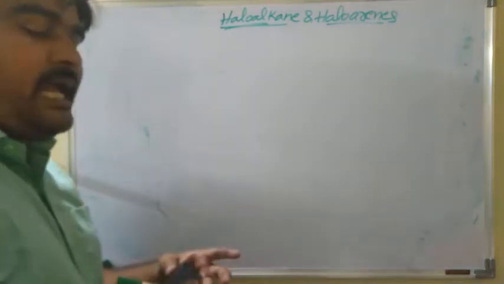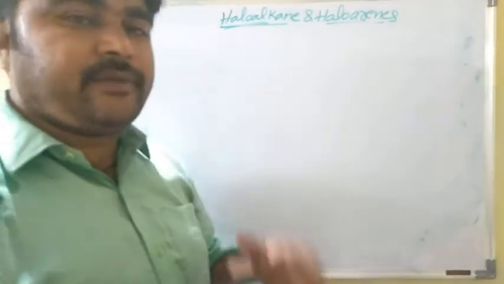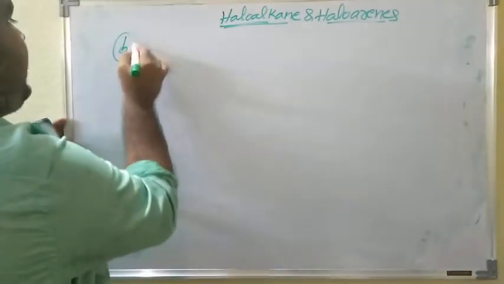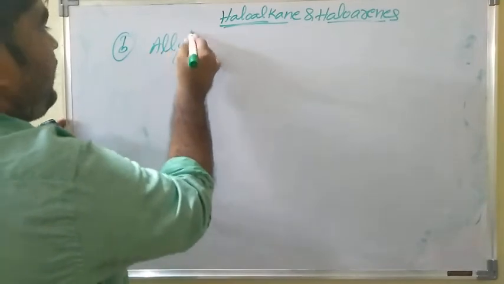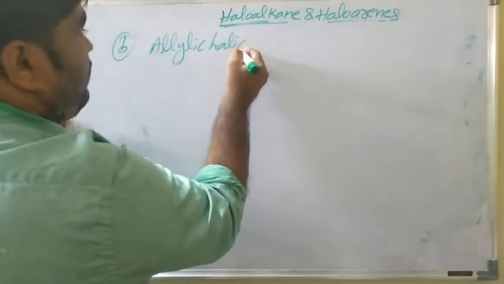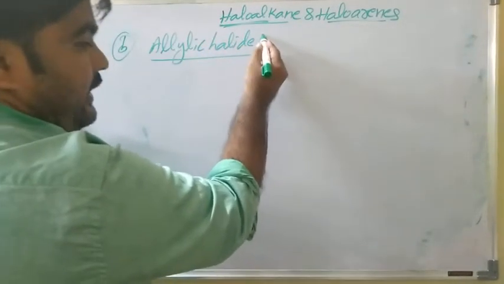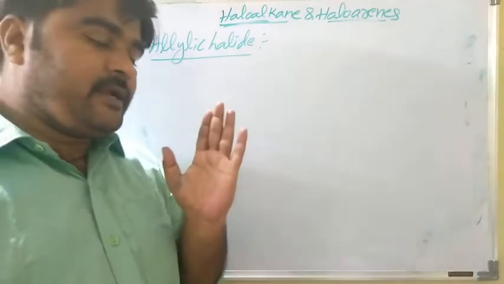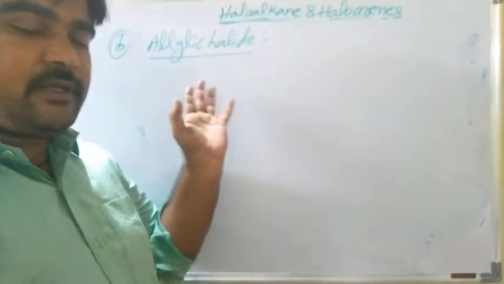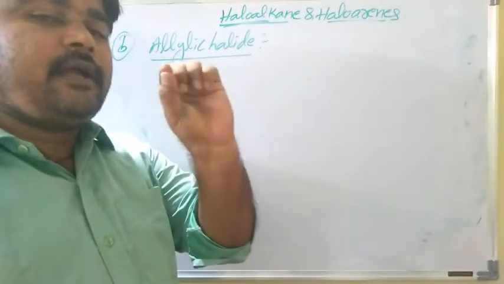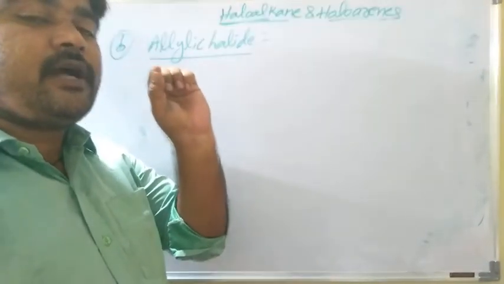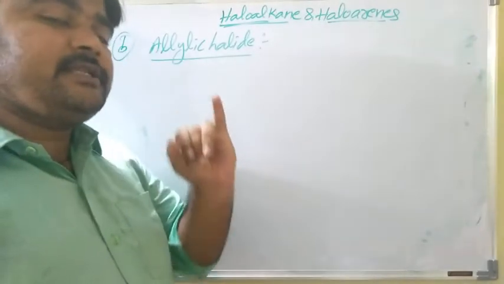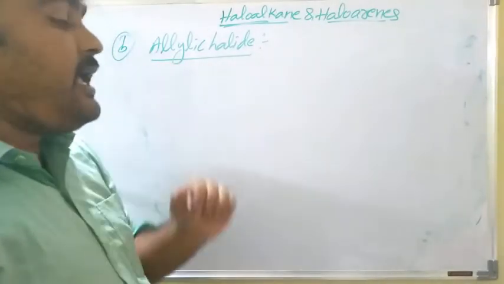Next class is allylic halide. Halogen atom attached to an sp3 carbon atom, that is one classification. Compounds containing a halogen atom attached to a carbon that should be sp3 carbon, that is alkyl halides. Another classification is allylic halides.